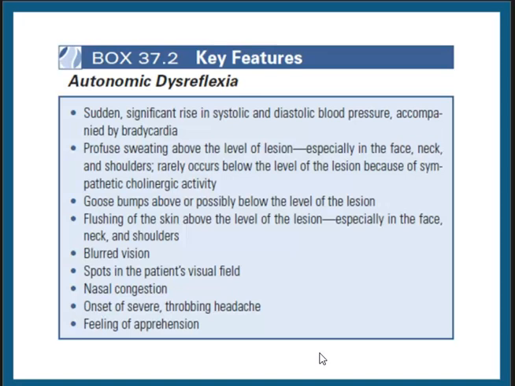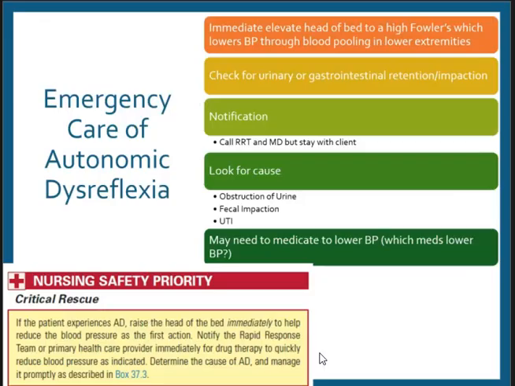So key features: sudden significant rise in systolic and diastolic blood pressure, accompanied by bradycardia, profuse sweating above the level of the lesion. So you'll see them sweating in the face, the neck, the shoulders, because remember, it's above T6. Goosebumps above or possibly below the lesion, flushing of the skin, blurred vision, spots in the visual field, nasal congestion. They are your fight or flight response, vasoconstricted in their body, but your lungs and your face, vasodilation. And then the feeling of apprehension, throbbing headache.